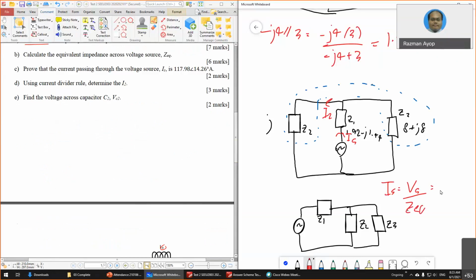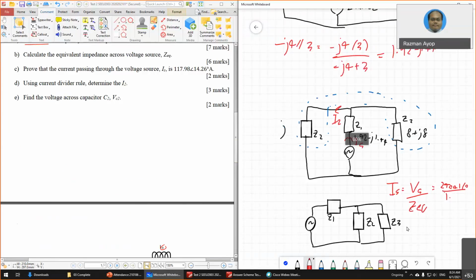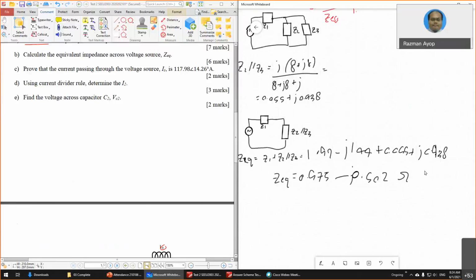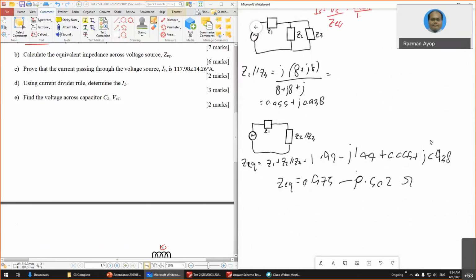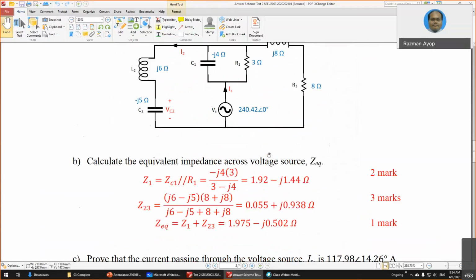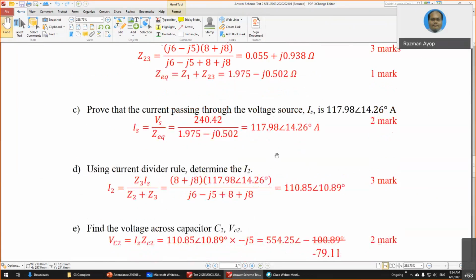So just use the Ohm's law, you get the answer. So 240.41, right? For 1/2. So angle 0, divide by the Z equivalent, this one. You divide this and you get the answer. Okay, so I just show you. Take time to calculate. So this one is how to calculate the current.